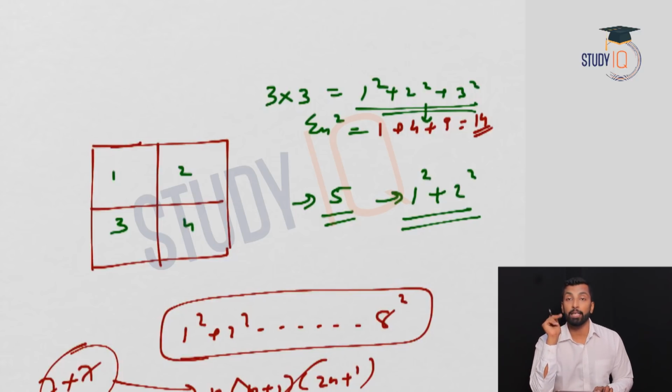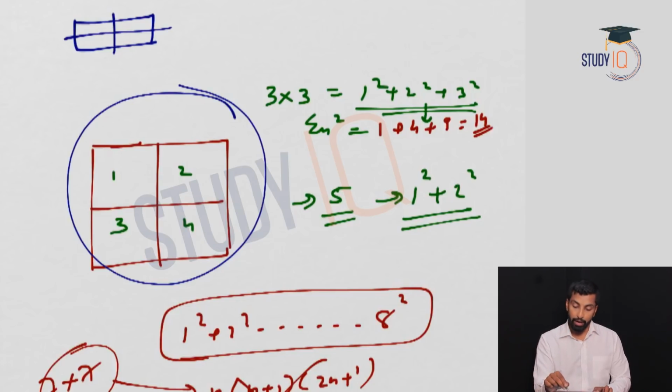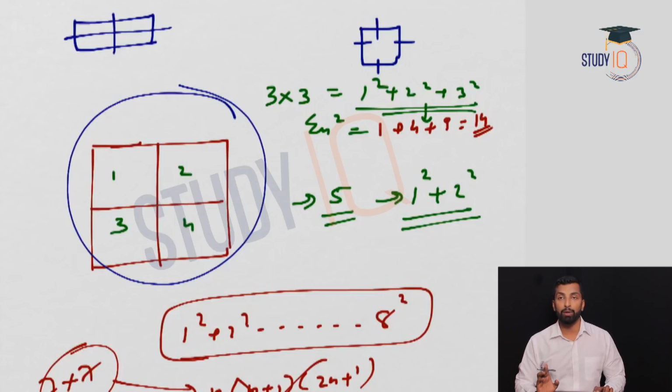Now instead of squares, if I ask you how many rectangles are there in this? One more thing you need to know is that a square is a rectangle. A square is actually a special case of a rectangle. A rectangle is nothing but a shape where all 4 angles are 90 and opposite sides are equal. A square also satisfies these conditions. All 4 angles are 90 and opposite sides are equal. So a square is also a rectangle.